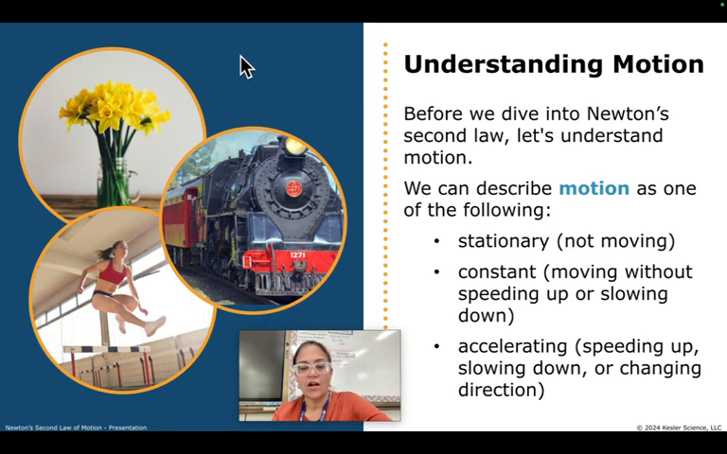Something that is moving at a constant speed is moving without speeding up or slowing down. So it is just going the same speed as it was going before. And then accelerating is either speeding up, slowing down, or changing direction. So a lot of times people will use the word accelerating to mean speeding up, but it actually also means slowing down or changing direction.